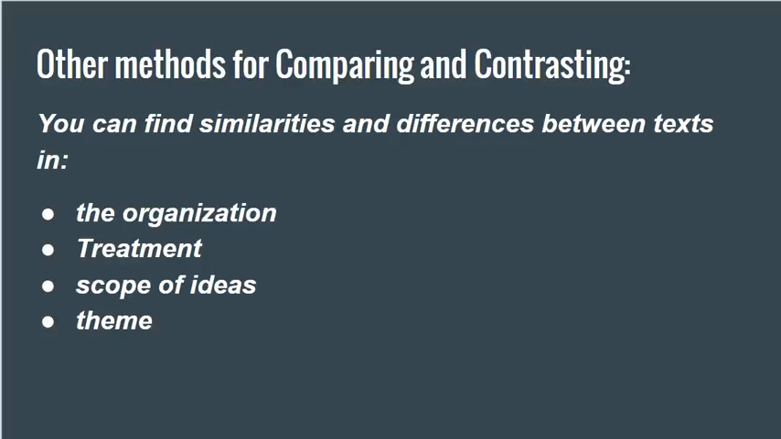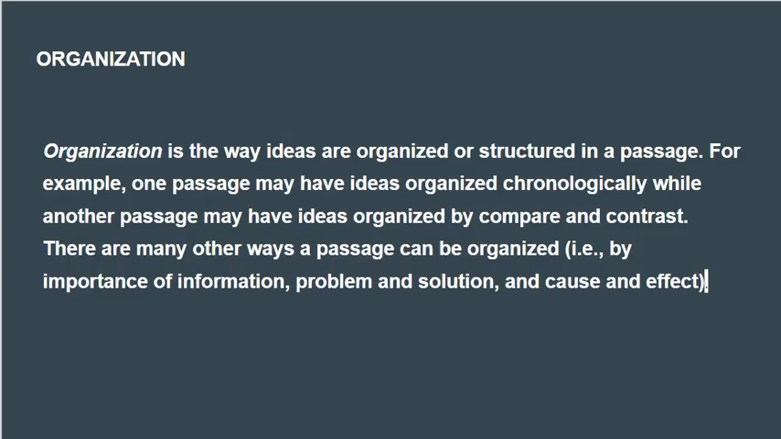Here are some other methods for comparing and contrasting. You can find similarities and differences between text in organization, treatment, scope of ideas, and theme. We are going to break down these 4 different pieces of vocabulary to understand their meaning now. You may stop and write these down now, or you can wait until we get to each one on the next following screens. Let's start with organization. Organization is the way ideas are organized or structured in a passage. I would like for you to pause the video to read this definition and then summarize or paraphrase the definition in your own words.